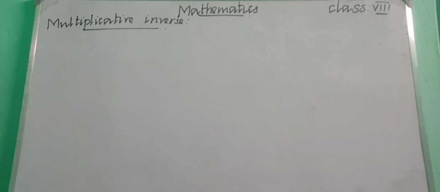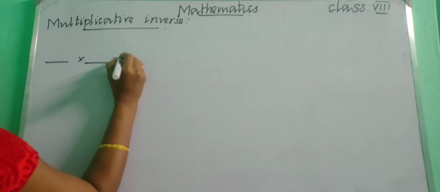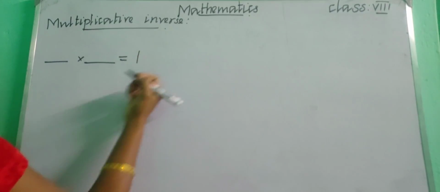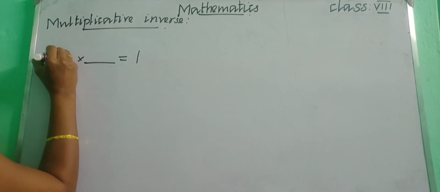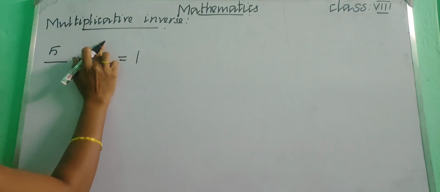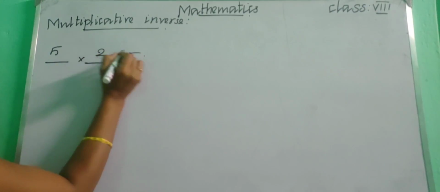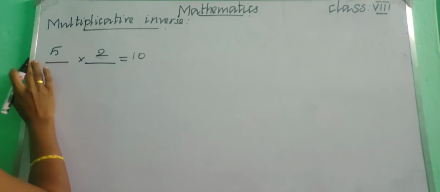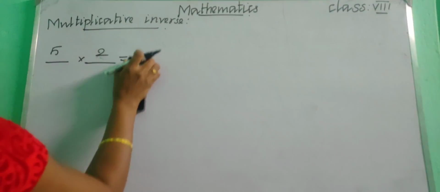Okay. So multiplicative inverse. Simply if you are multiplying any two rational numbers, okay, if you are getting the answer as 1 means that is called multiplicative inverse or reciprocal. Okay children, see if I am multiplying 5 into 1 means I will get 5, and if I am multiplying 5 into 2, 5 2s are 10. Okay, so how will you get 1? How will you get 1?